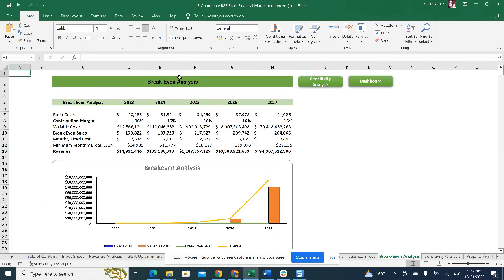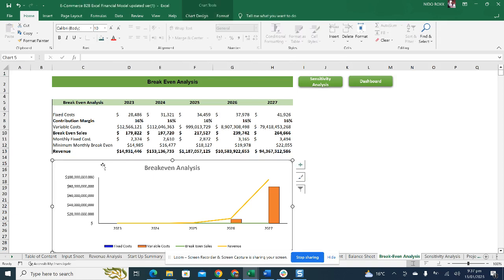Moving on to break-even analysis. The break-even analysis shows the revenue needed to meet the break-even point. It contains fixed costs, variable costs, and break-even sales. And a graphical representation helps you to analyze your overall performance.